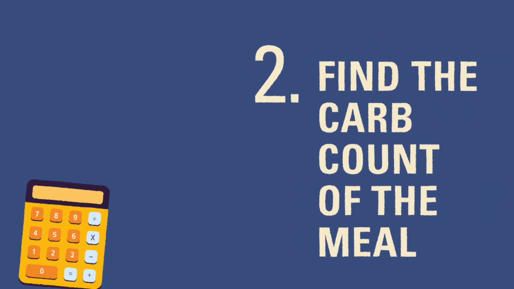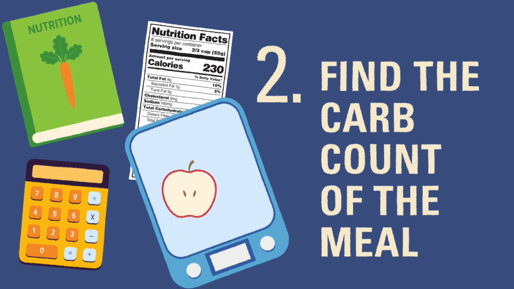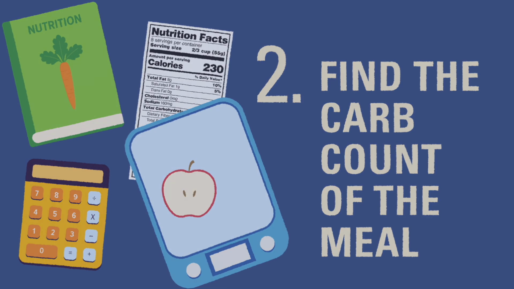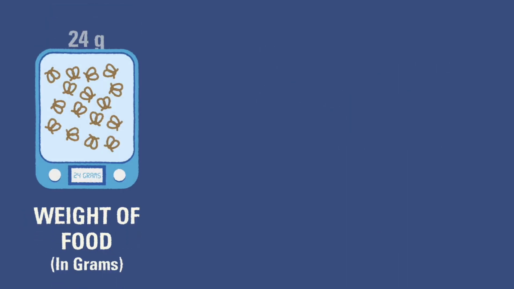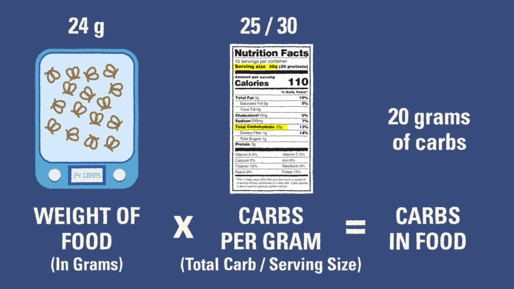2. Calculate the amount of carbs in the meal using the nutrition facts or by weighing the food with a scale and consulting a nutrition book or carb-counting website with the weight of the food. Multiply the weight of the food in grams by the amount of carbs per gram of the food item to get the amount of carbs in the meal.